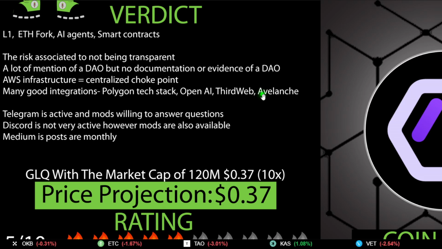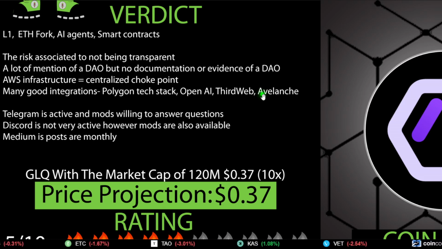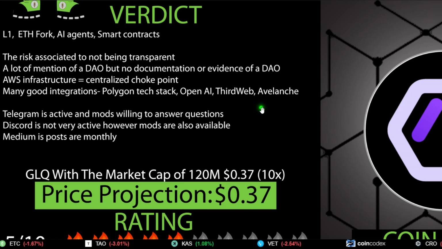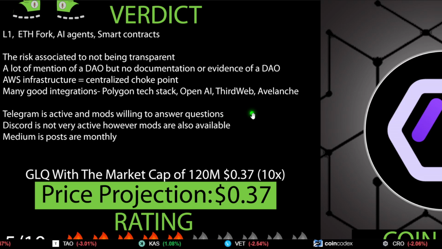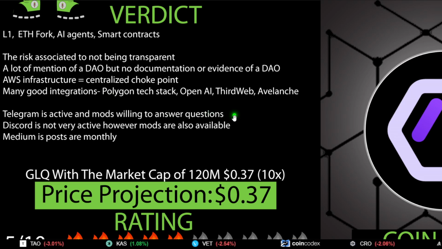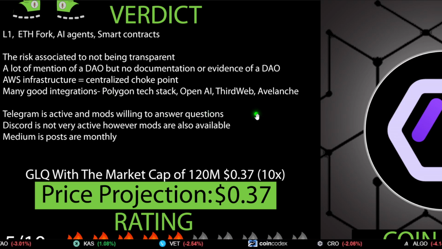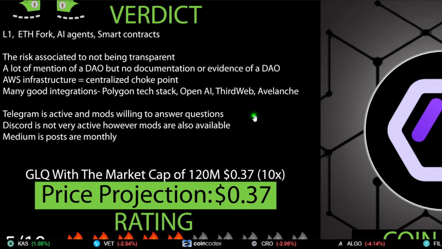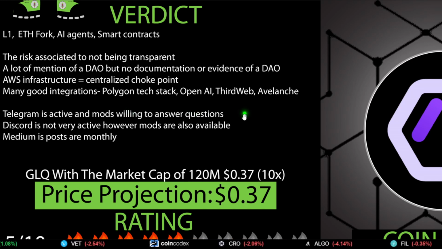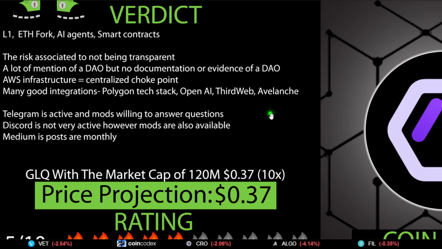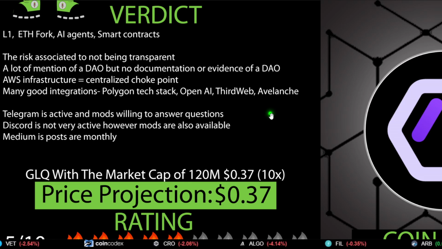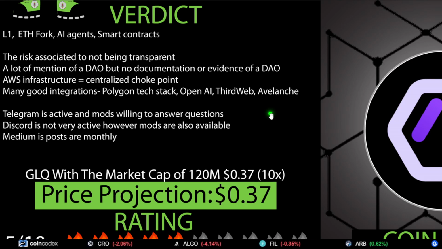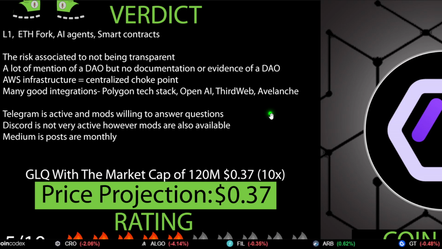I don't even know what's happening, but then we can counterbalance it with its tokenomics being at least mostly fully diluted already. There's a lot of mention of a DAO, but no documentation or evidence of a DAO. That's concerning. AWS infrastructure basically equals a centralized choke point. It's problematic for me to be really bullish on a Web3 project that has that. There are many good integrations: Polygon, tech stack, OpenAI. Okay, it's good, but it's Web 2. Thirdweb and Avalanche, that's pretty good. We have some tech stacks and support, EVM compatible support, and so on.